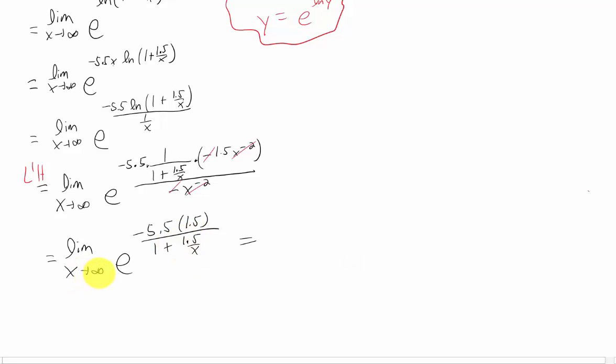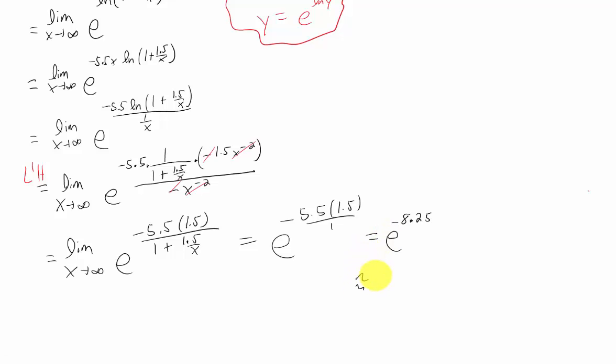Now if we take x to infinity here, this term goes to 0, and that's all that happens. We're just left with e to the negative 5.5 times 1.5 over 1. That is just e to the negative 8.25 power, which is a perfectly fine answer. But if we want a decimal approximation to this, it's going to be 0.00026126126, we'll say. I kind of like this answer because it's nice and clean.